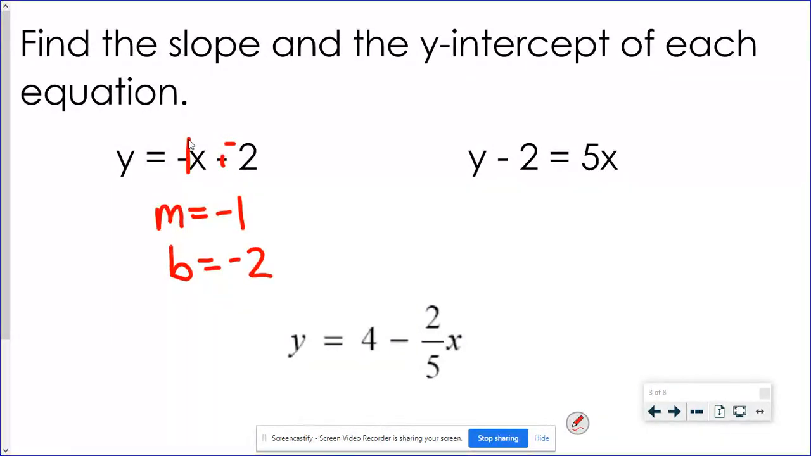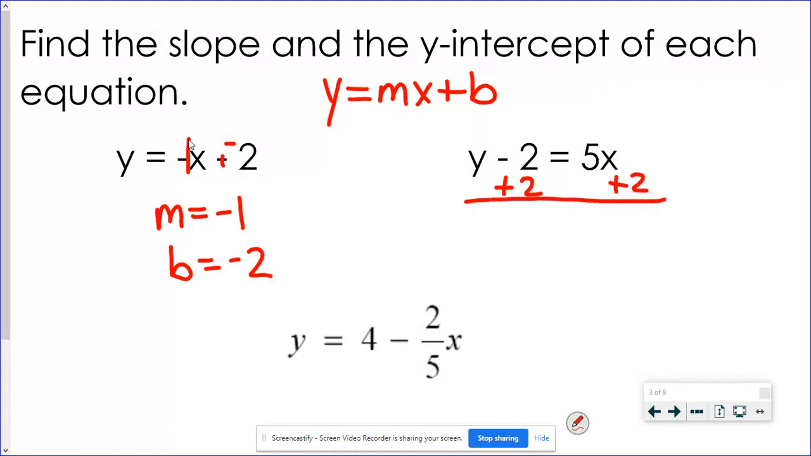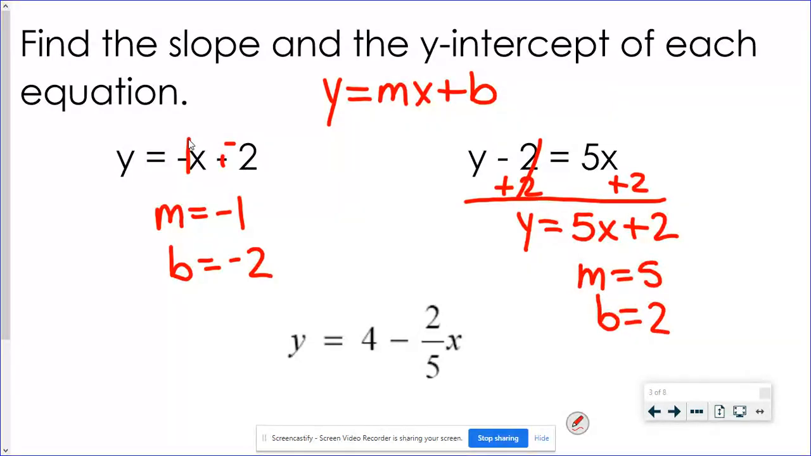The problem with the second one is that it doesn't look like this. Slope-intercept form has the y all by itself. So I would ask, how do I get rid of subtracting the 2 that's with the y? And you guys know that. We're going to add 2. And that 2 does not match the 5x. Those are not like terms. So this is just going to be y equals 5x plus 2. So the m is 5, and my y-intercept, the b, is 2.